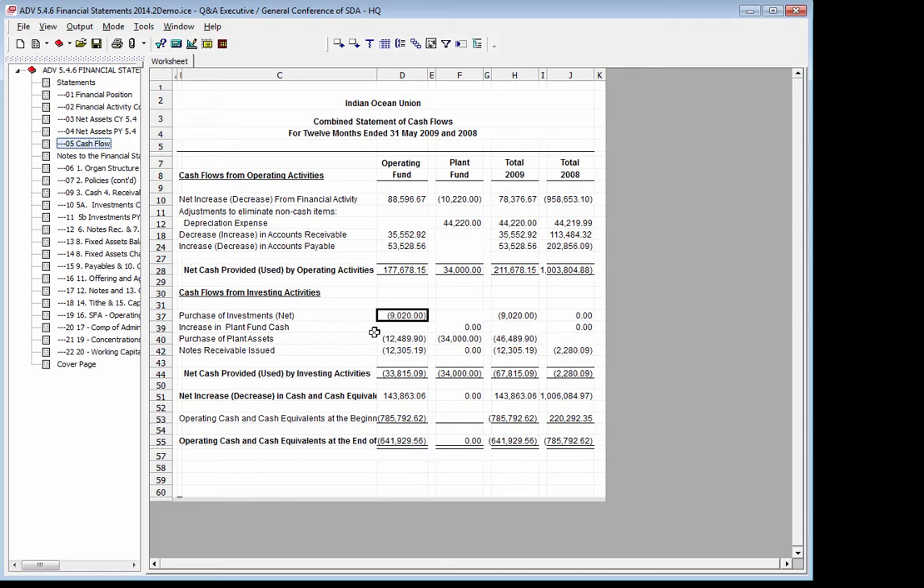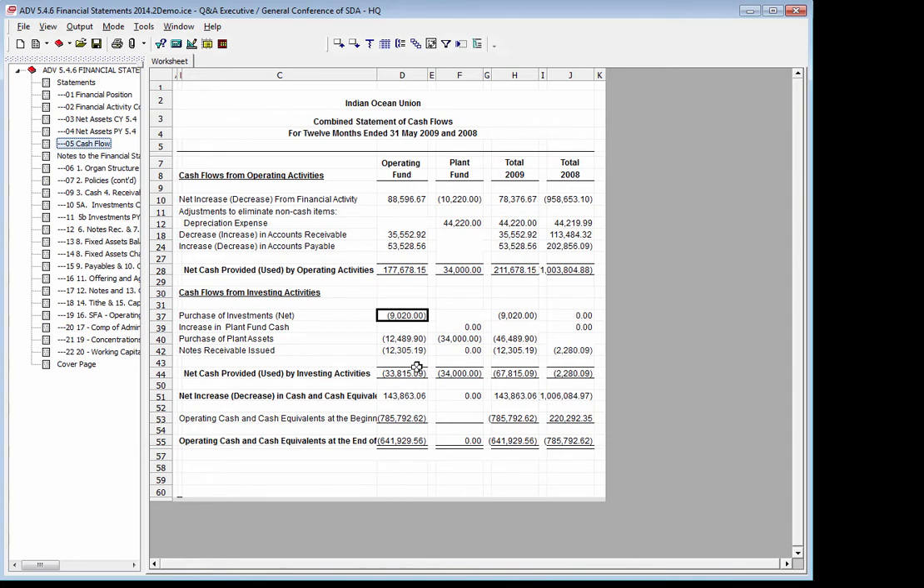Okay, here we have increase of purchase of plan assets. Here's $12,489.90. That's the purchases. That's the debits going into the plan asset account. Here is notes receivable. Increase in notes receivable, $12,305.19. That's the debits going into notes receivable. And if that is true, all the debits were new notes receivable, all these debits in plan assets were purchases, and all these debits in investments were new investments, then this statement is correct.